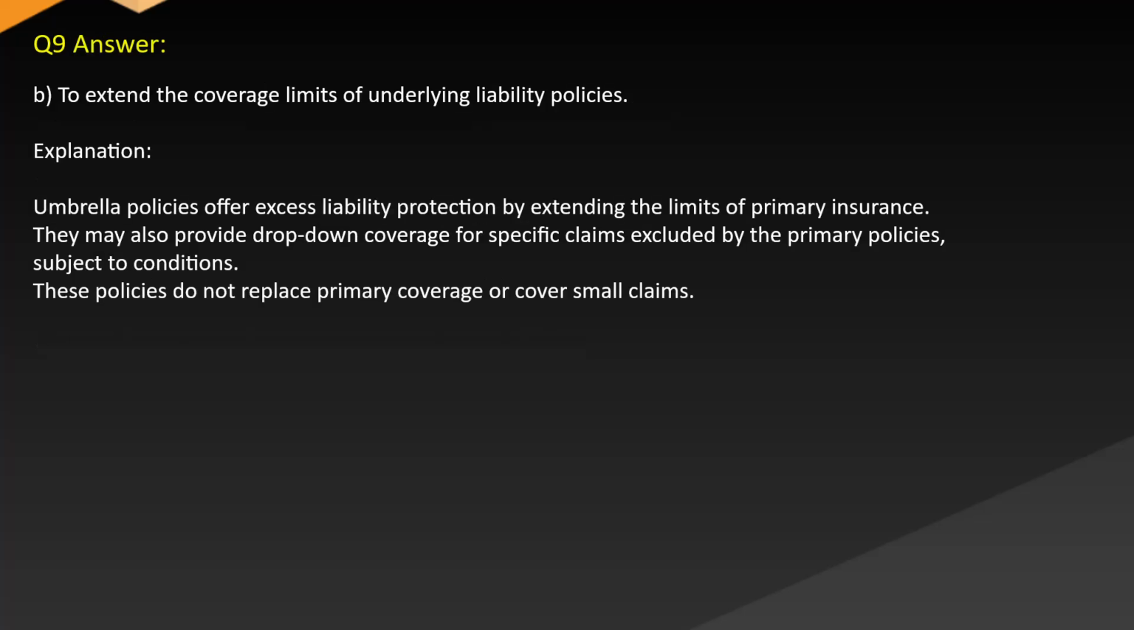Answer: B. To extend the coverage limits of underlying liability policies. Explanation: Umbrella policies offer excess liability protection by extending the limits of primary insurance. They may also provide drop-down coverage for specific claims excluded by the primary policies, subject to conditions. These policies do not replace primary coverage or cover small claims.